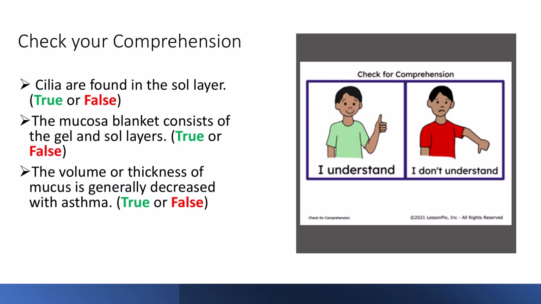Now it is time to check your comprehension. Cilia are found in the sol layer. True or false? True. The mucus blanket consists of the gel and sol layers. True or false? True. The volume and thickness of mucus is generally increased with asthma. True or false? False.